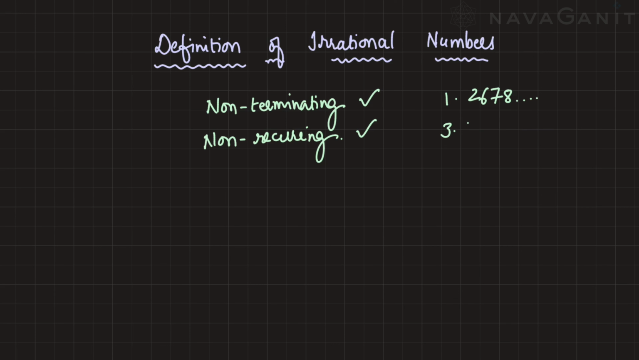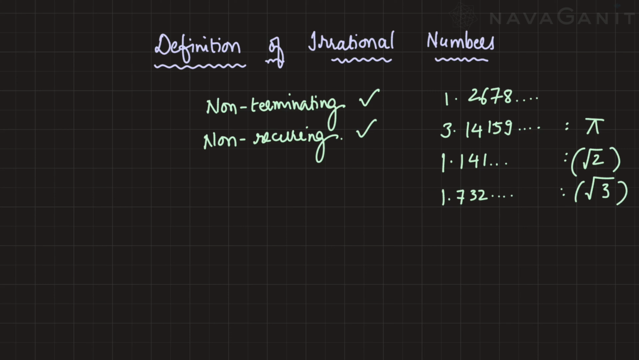Next, say we have 3.14159 and so on. Now this is also non-terminating and non-recurring, and this is commonly referred to as pi. We'll see this later. Similarly, we have 1.141 and so on. So this is also irrational because it is non-terminating and non-recurring. This we will see later is the approximate value of square root of 2. Then we have 1.732 and so on. Another irrational number which is non-terminating and non-recurring, and this is the approximate value of square root of 3.